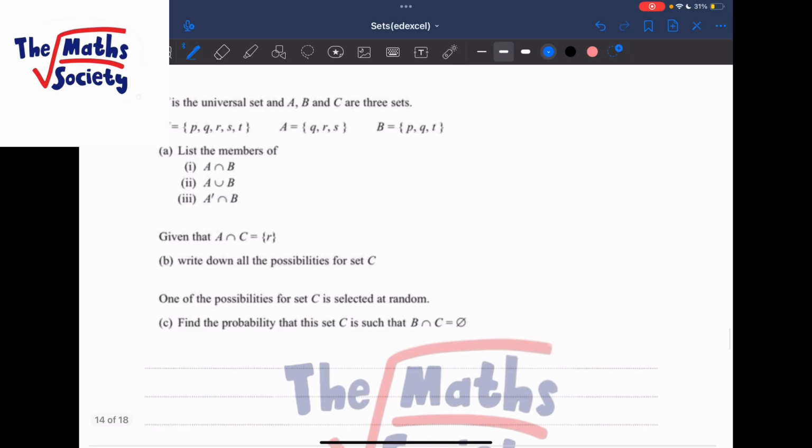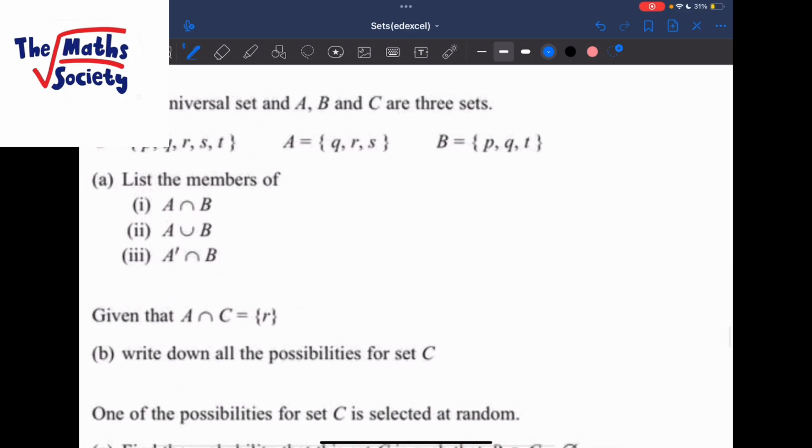Yep. And then we have number 11. Number 11 says that Z is a universal set. For A intersect B, A and B, which is P, Q, T, there's only Q. A union B is everything, which is P, Q, R, S, T. And it says A prime intersect B, so something that's not in A, so it's going to be P and T, because Q is the only thing that intersects.